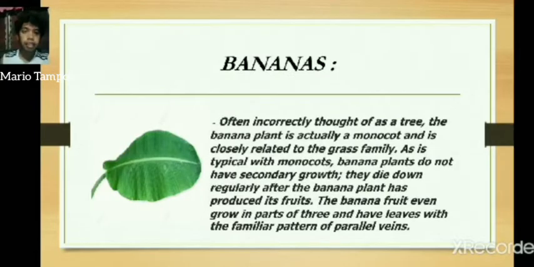Bananas. Often incorrectly thought of as a tree, the banana plant is actually a monocot and is closely related to the grass family. As is typical with monocots, banana plants do not have secondary growth. They die down regularly after the banana plant has produced its fruits. The banana fruit even grows in a part of the tree and has leaves with a familiar pattern of parallel veins.